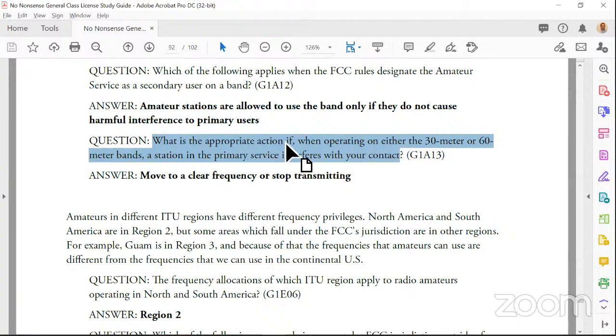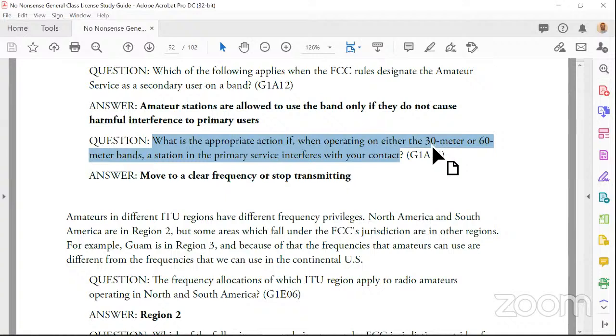What is the appropriate action if, when operating on either the 30-meter band or the 60-meter band, a station in the primary service interferes with your contact? So you are communicating and then somebody comes up on either of these bands who are primary users and they interfere with you. Can you go and quarrel with them and insist that they move? No, not at all. You are the one. You either move to a clear frequency or you stop transmitting altogether because you are secondary.